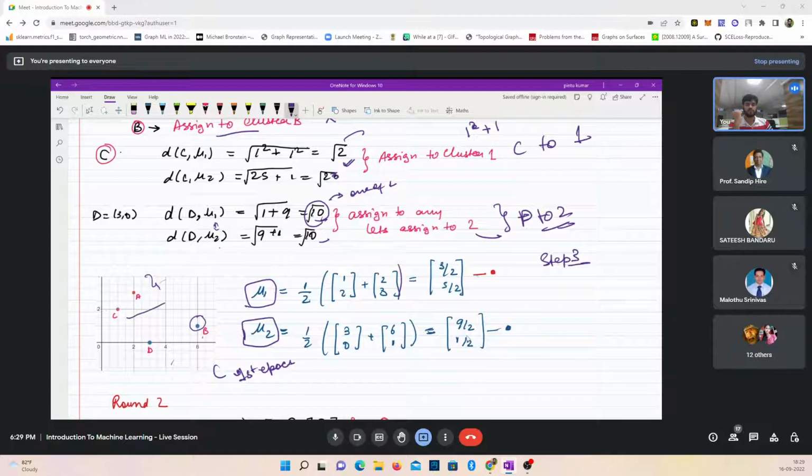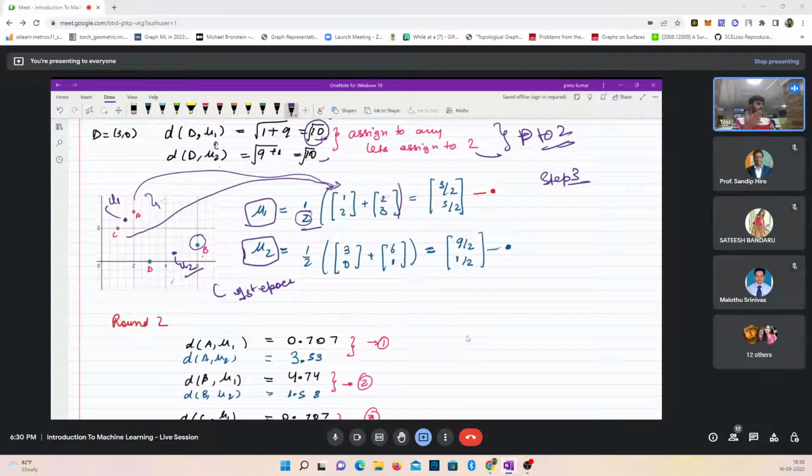So here I have taken C plus A, and how many points do we have? We have 2, so I have divided by 2. So 1 plus 2, 3 by 2, 3 plus 2, 5 by 2. So this point over here, 3 by 2, would become your mu1 updated after one step. And similarly for the second one, I think this is 4.5. So this is your 4.5 and 0.5. This one becomes your updated mu2.